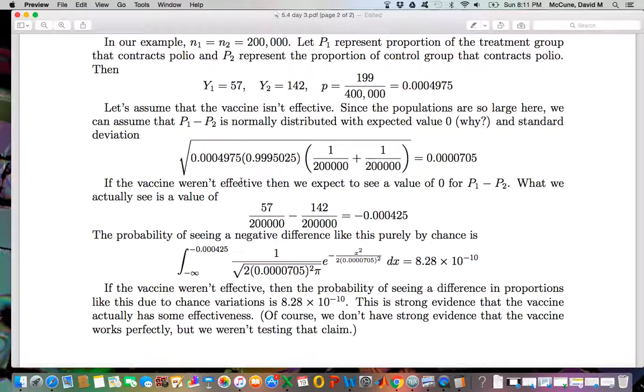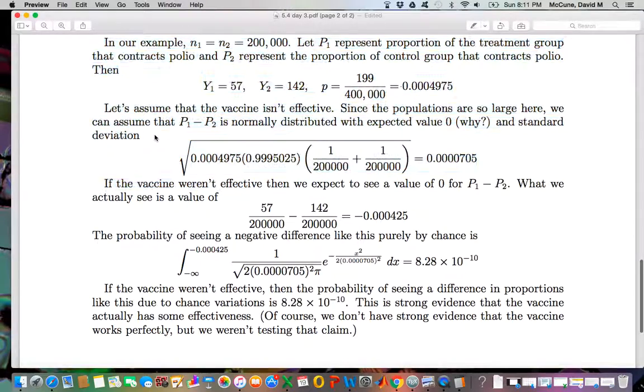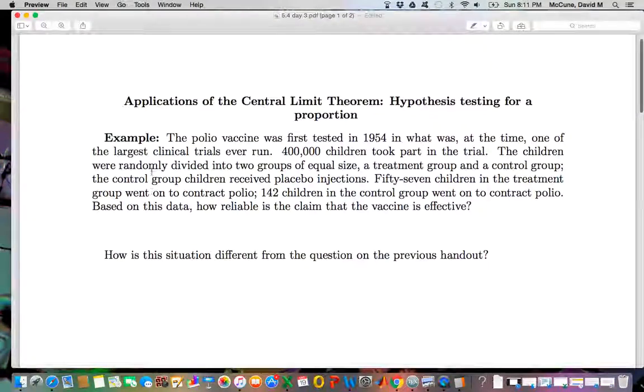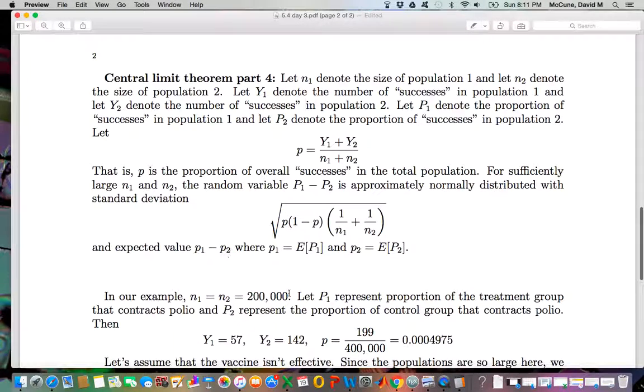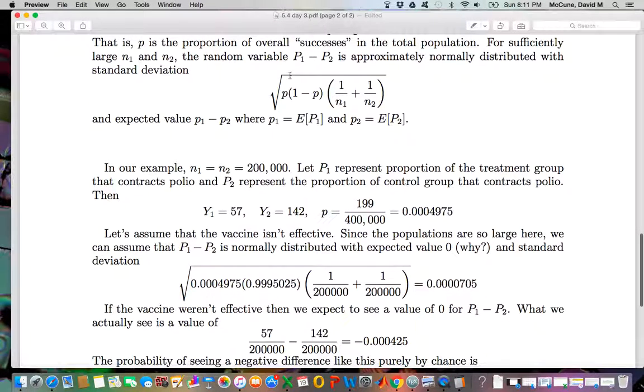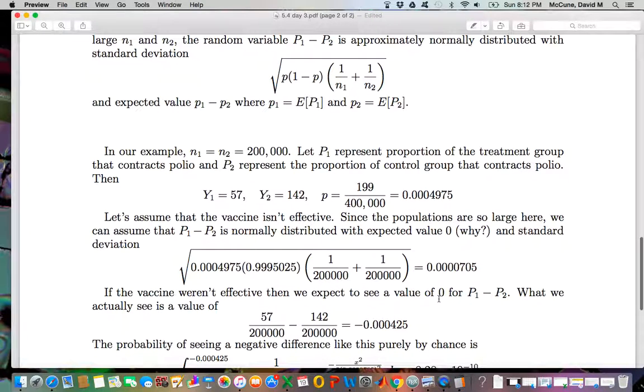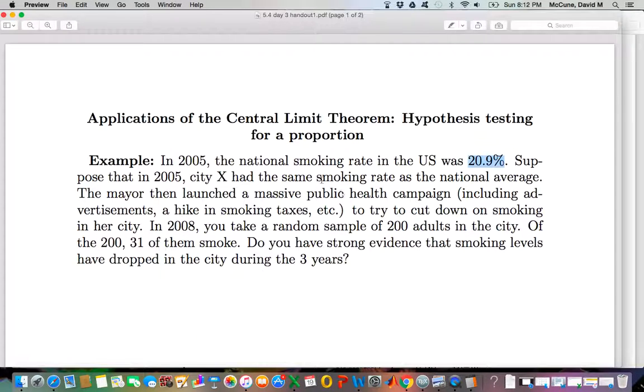Okay, so in your homework, you have examples that are basically just like these two. So you have questions where you are comparing two different proportions to each other, in which case you want to set up a variable like this P1 minus P2 guy. If the proportions are supposed to be the same, so we had no effect of a vaccine or something, then you have this standard deviation and you have an expected value of 0. Or you can see things like this, just a single rate that you're comparing to some sort of baseline and seeing if it's bigger or lower than it should be.